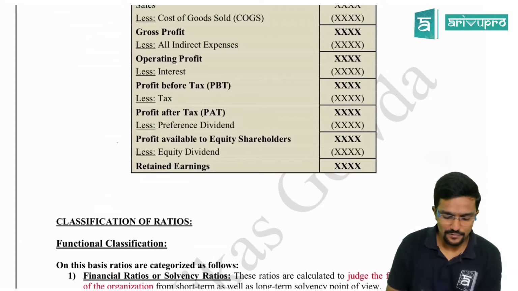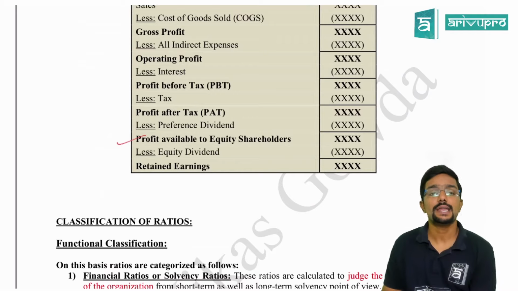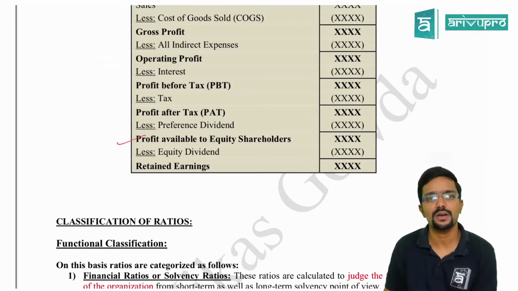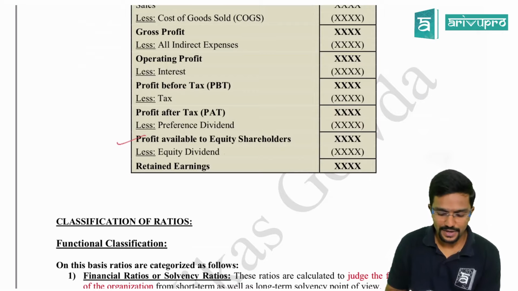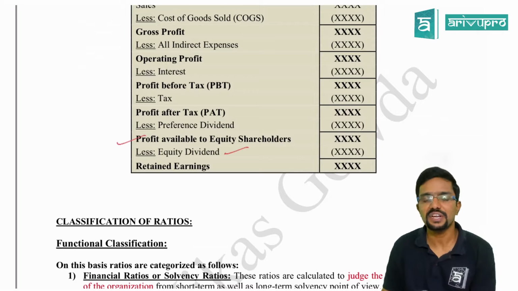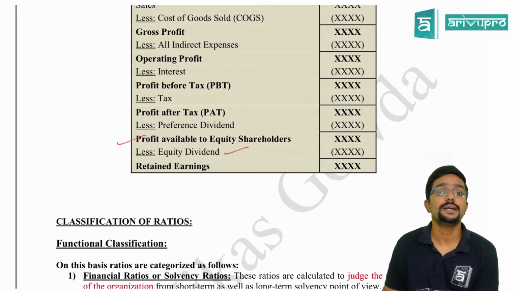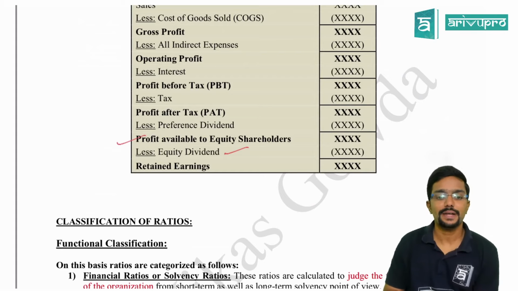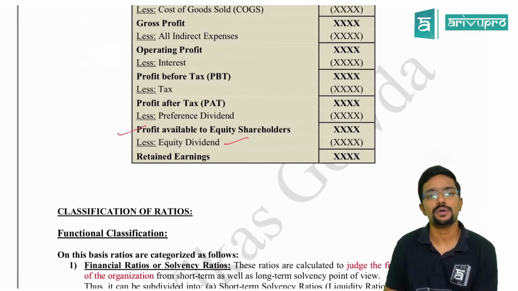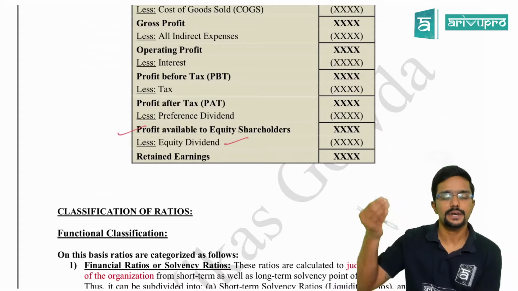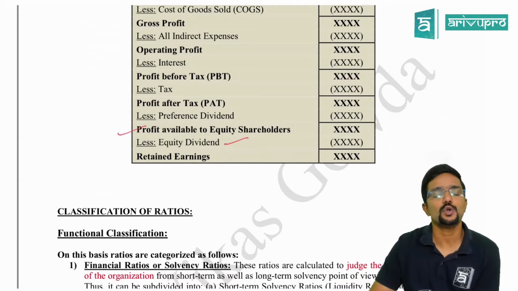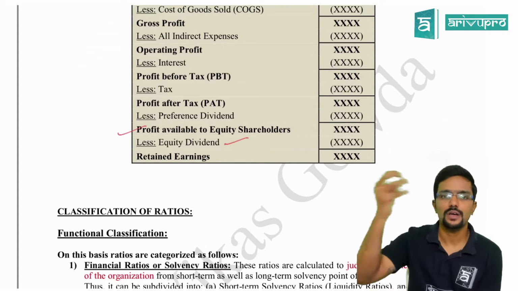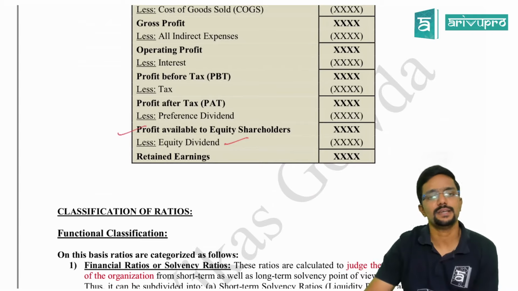If I divide profit available to equity shareholders by number of equity shares, I will get something called earnings per share or EPS. Then if I divide equity dividend by number of equity shares, I will get dividend per share or DPS. Next, to calculate dividend payout ratio: dividend per share divided by earnings per share into 100. That is, out of your earnings, how much percentage is paid as dividend. That is called dividend payout ratio.